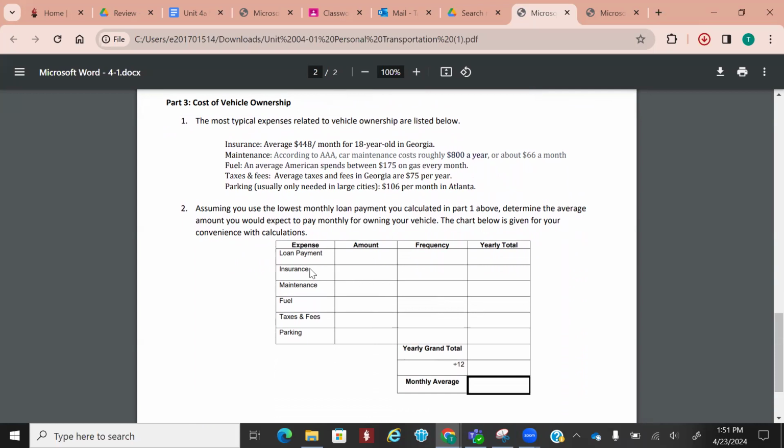Okay, so let's say that we're going to do the loan payment of $152.85. We're going to do it monthly. And insurance is also monthly. Just go ahead and put these in. And maintenance is going to be yearly because you get your brakes done, realignment, that kind of stuff. Now, some people do it every 6 months, but it depends. Fuel, let's just say monthly, but we know sometimes we need it weekly. And taxes and fees are yearly. They happen around your birthday. And then parking is probably going to be monthly as well.